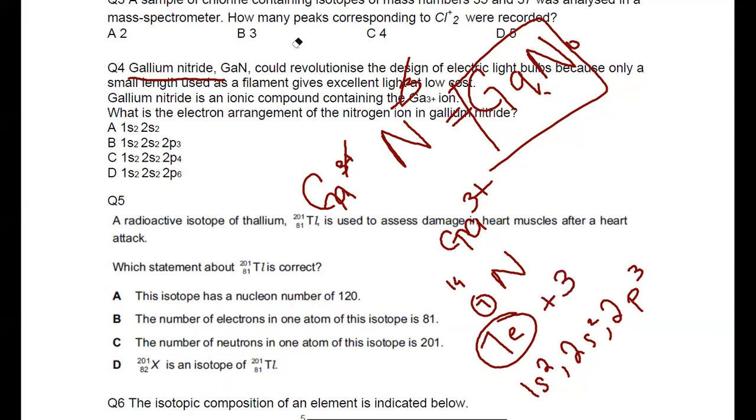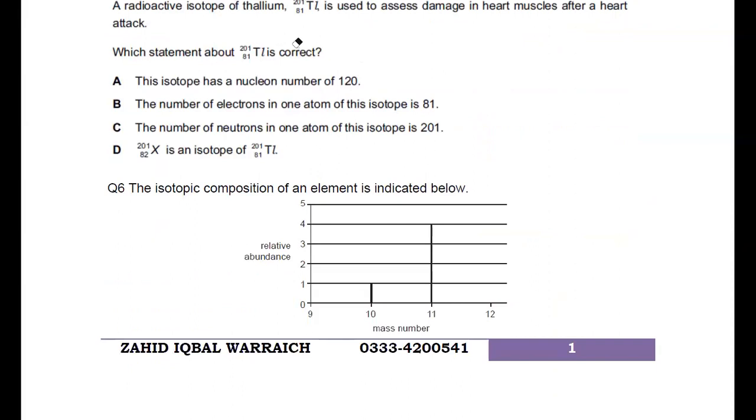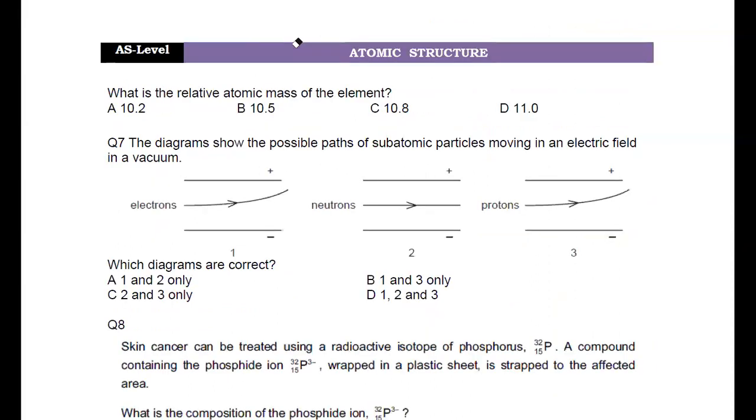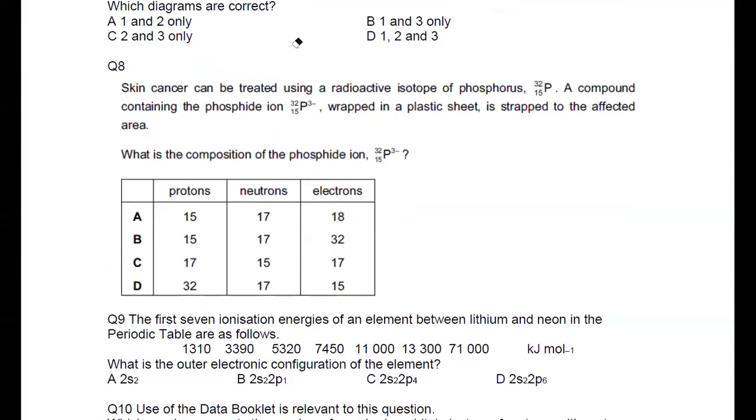So now what will be the electronic configuration? Yes, it will be D. Correct. 1s2, 2s2, 2p6. We will add 3 electrons to it. So the answer is option D. Good job.